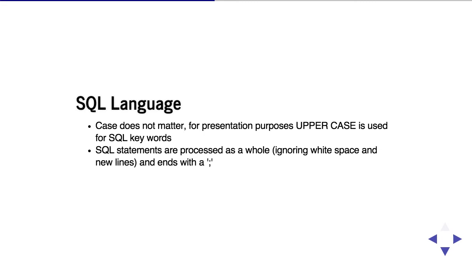SQL statements are processed as a whole, so it only processes it once it reaches that semicolon, otherwise it doesn't do anything. Once it reads that semicolon, it does some relational algebra and tries to figure out the best way of doing this query, and then runs the query. That's one of the neat things about SQL. It has an optimization engine that can do that because of that relational algebra engine.